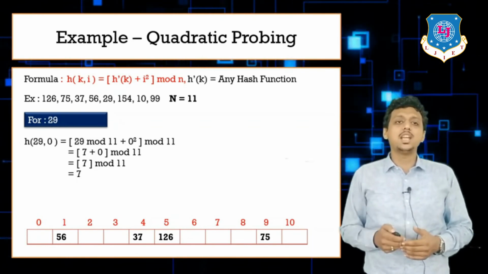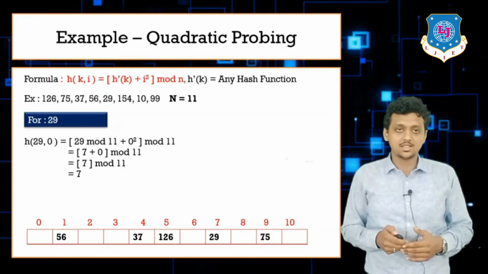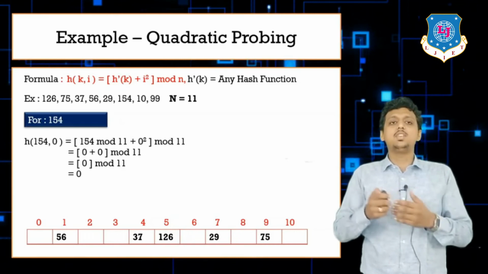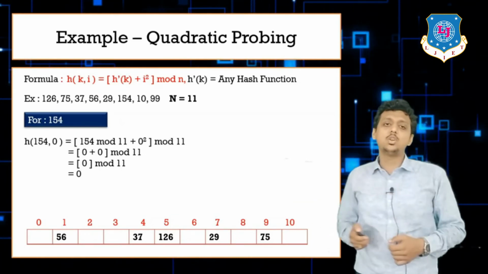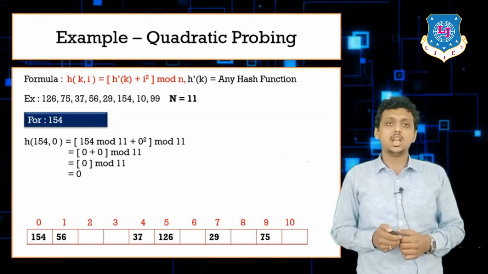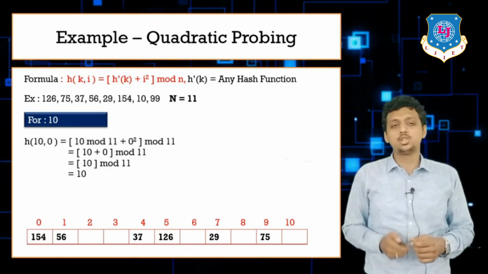So the answer of 29 is 7, so we can insert the data directly at the 7th index. Now next we have 154, which gives 0. Is there any place empty for 154? Yes, index 0 is empty, so we can insert 154 at 0. Now for 10, we can insert 10 directly at the 10th position.